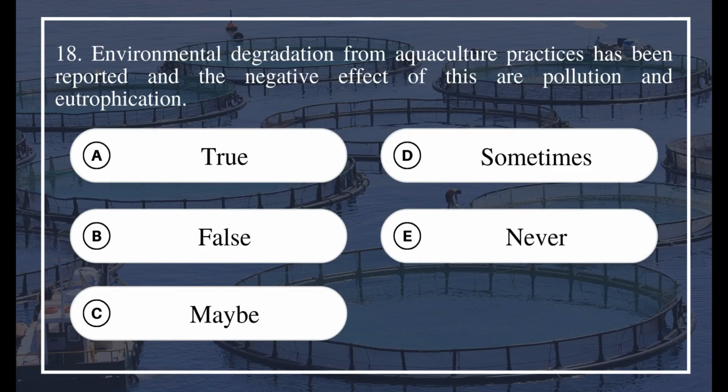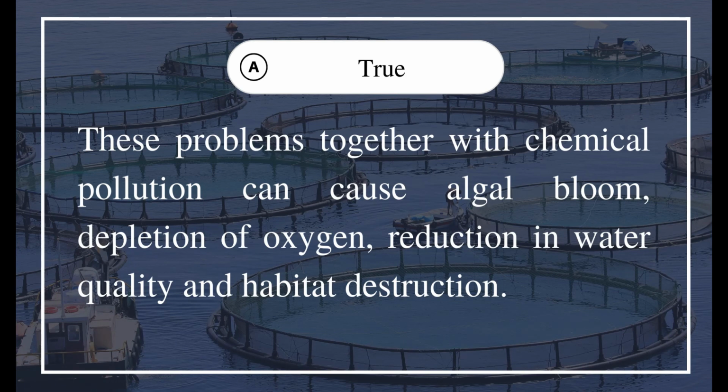18. Environmental degradation from aquaculture practices has been reported, and the negative effects of this are pollution and eutrophication. A. True, B. False, C. Maybe, D. Sometimes, E. Never. The answer is A. True. These problems, together with chemical pollution, can cause algal bloom, depletion of oxygen, reduction in water quality, and habitat destruction.